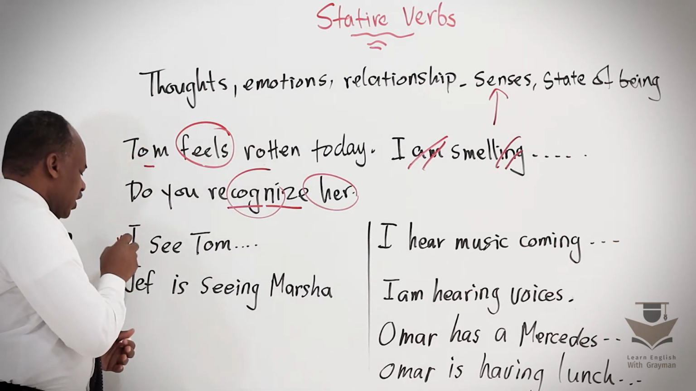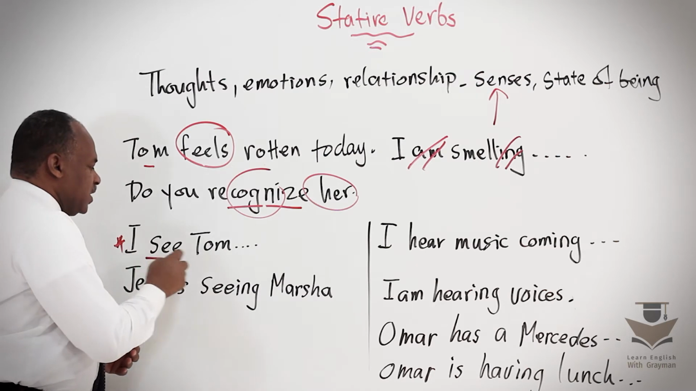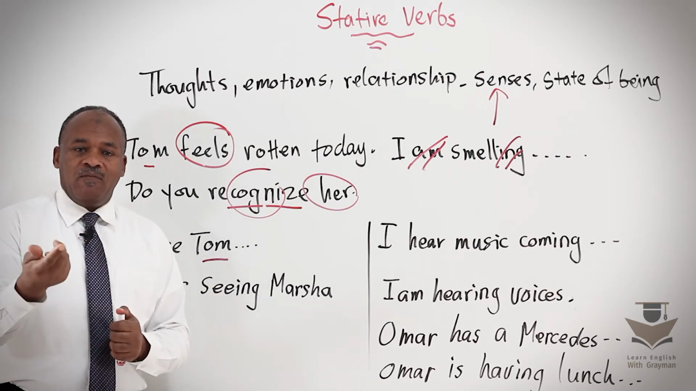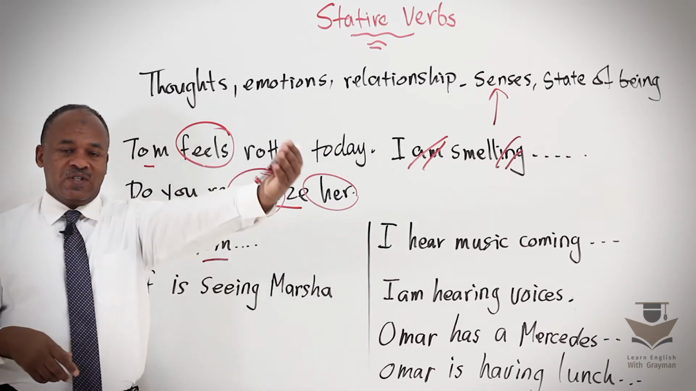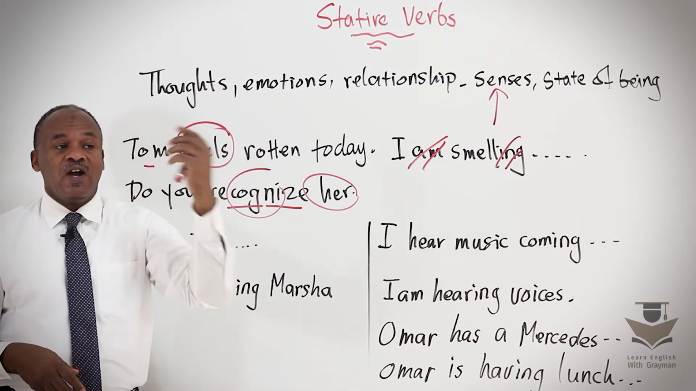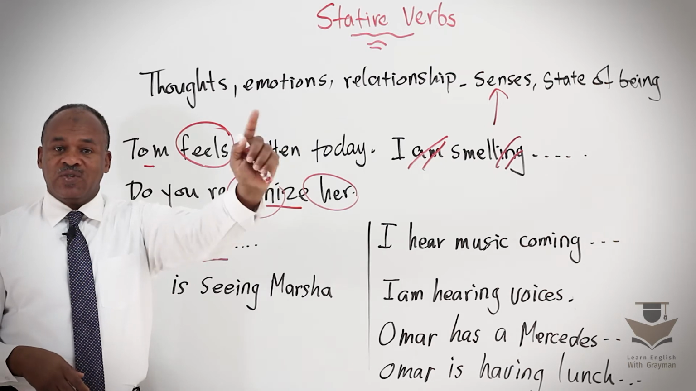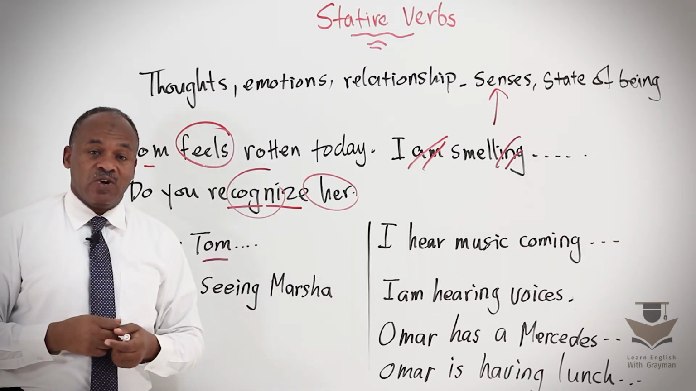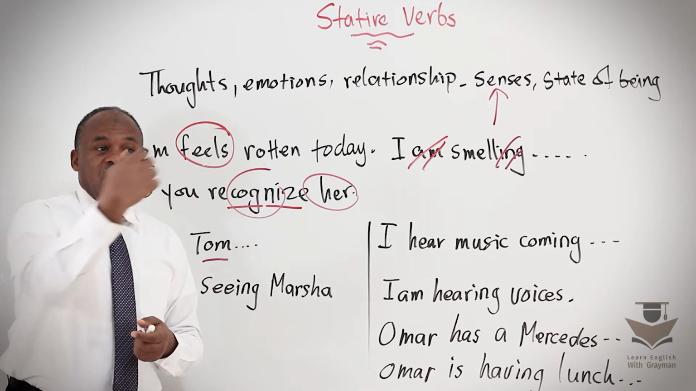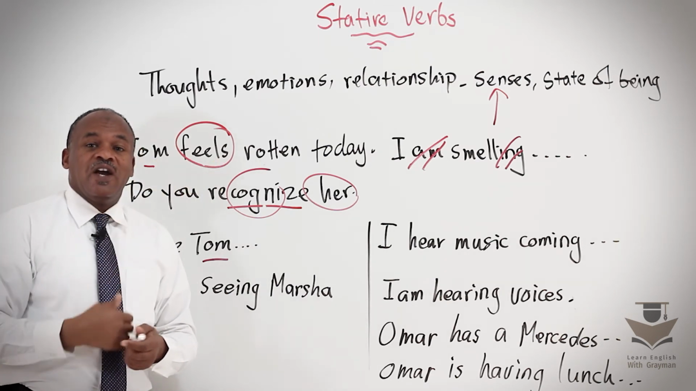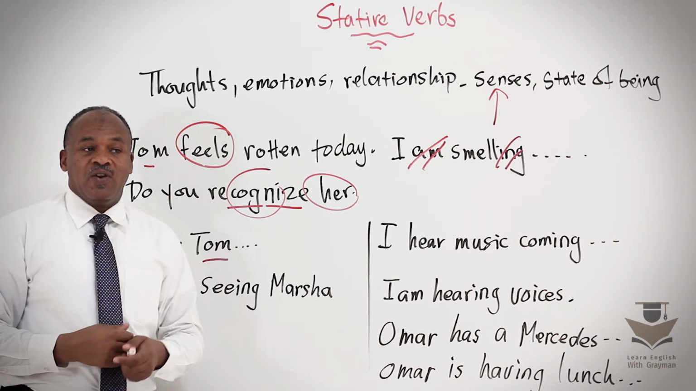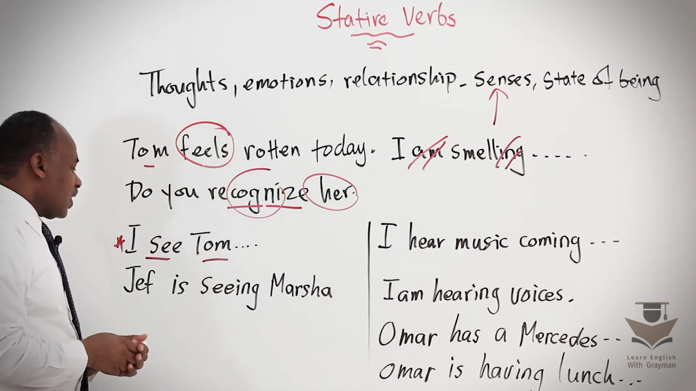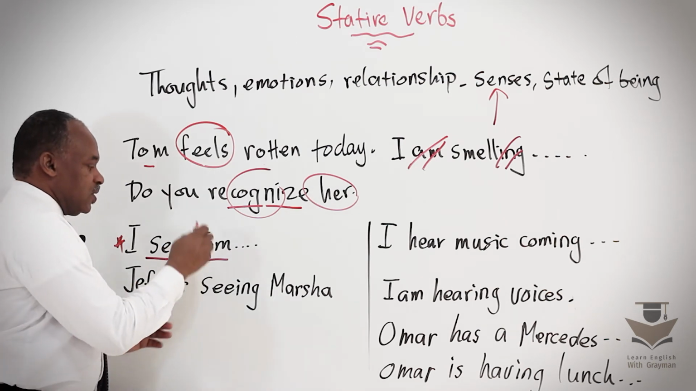Let's look at this one here. I see Tom. When I say I see Tom, that means Tom is just distant from me, not very far. He's standing right there. He is in a white shirt. So that means Tom is there. And if he looks here, he can see me as well. Or Tom sees me and I see Tom. But look at this one here.